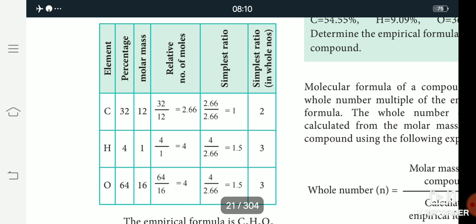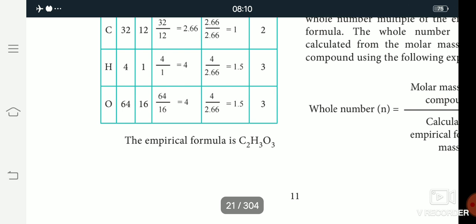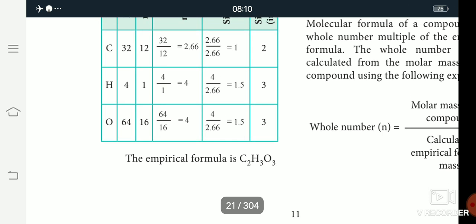Then 1.5 into 2, the value is 3. So the empirical formula is C2H3O3. Okay, the empirical formula is C2H3O3. So this is the tamarind empirical formula.